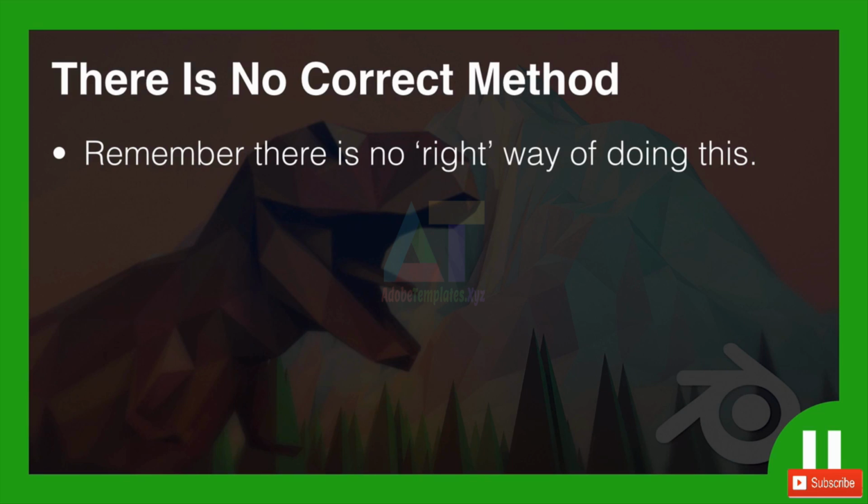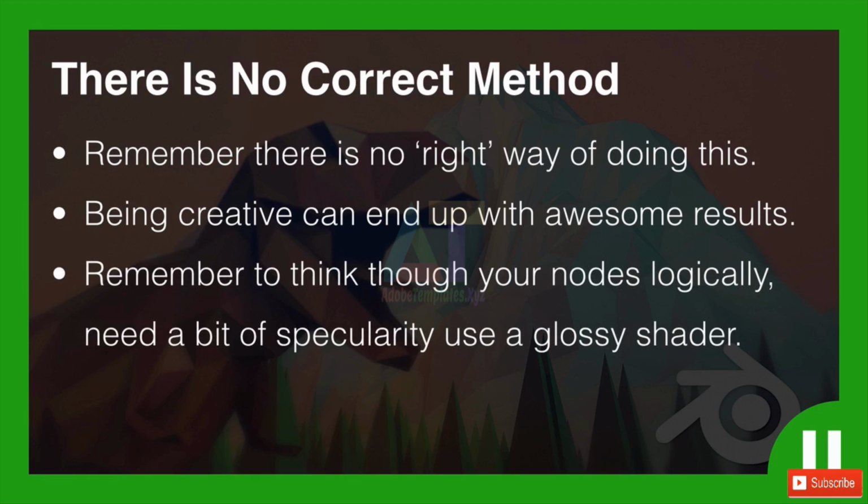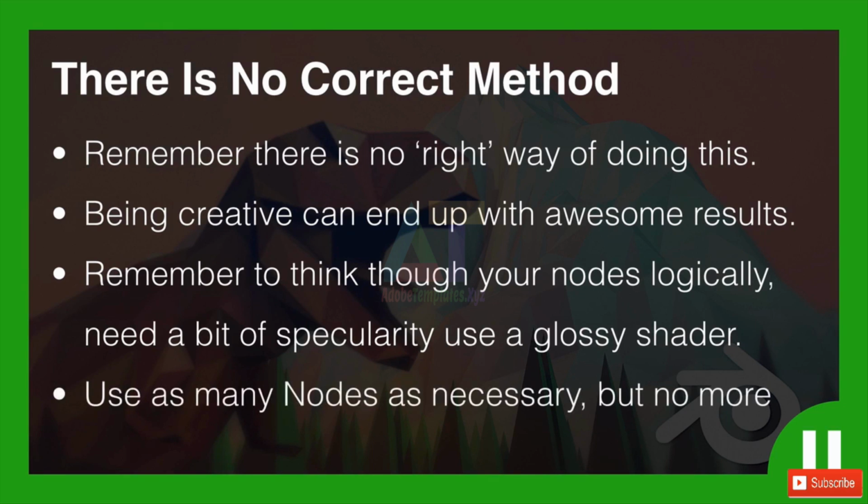Obviously, there's some wacky ways of doing it, and if you haven't done the speckles, you're going to end up with a slightly different texture, but that's absolutely fine. Being creative can end up with awesome results, and do think through logically as you go. Need a bit of specularity? Then we might need a glossy shader going on, so a few hints there as well. Now finally, use as many nodes as necessary, but no more. You don't want to make it too complicated. And remember, you can group them together if you've got a nice little package that does something useful. So pause the video now and give that a go.